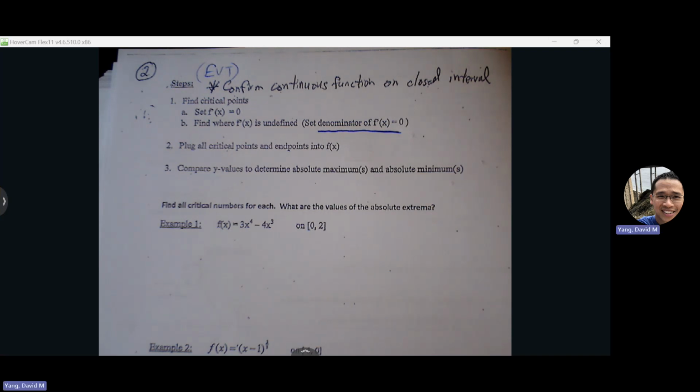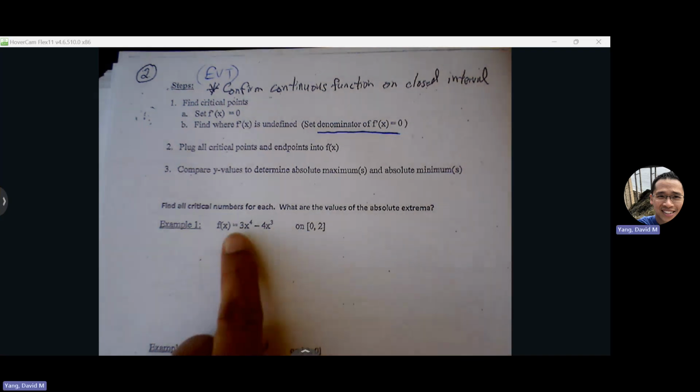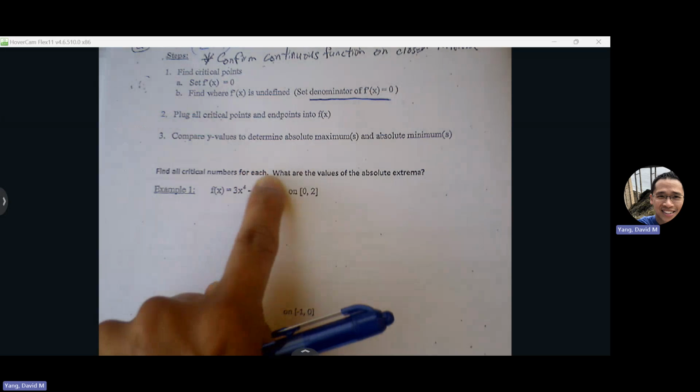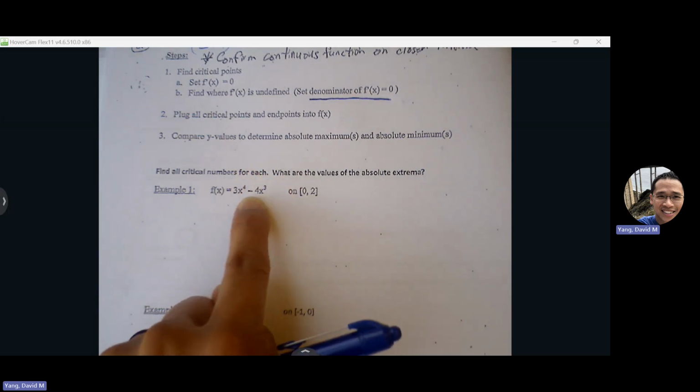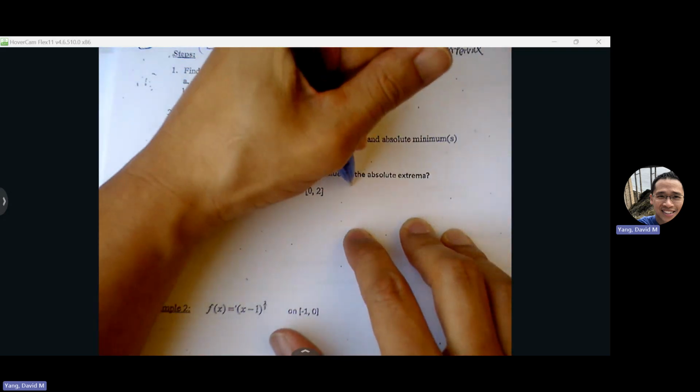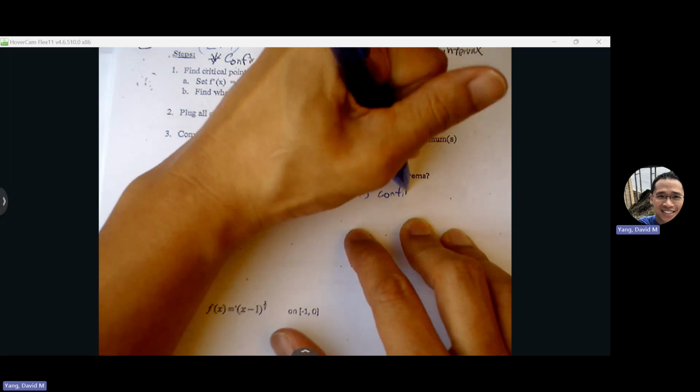Okay, so here's example 1. We have our function 3x to the 4th minus 4x cubed. Do we have any issues with continuity, or is this function continuous? No issues. Continuous, right? This is a polynomial. There's no asymptotes, there's no holes, but we want to spend the time to write out our condition. Okay, so our function is continuous.